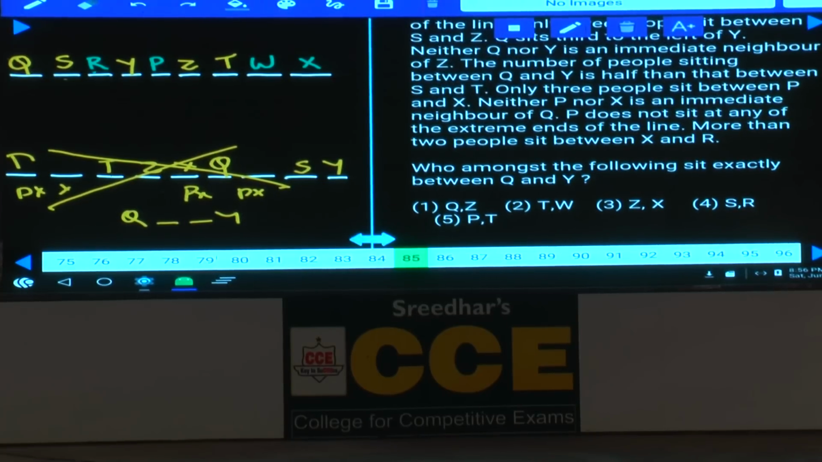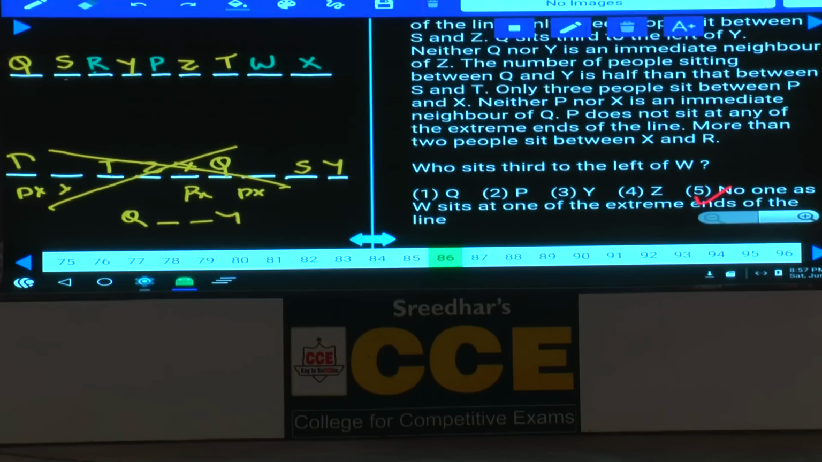And this is about question numbers 85 to 89. 85, who among the following sits exactly between Q and Y? Between Q and Y, there are 2 persons, S and R, choice 4. And 86, who sits third to the left of W? Third to the left of W, that is P, choice 2.